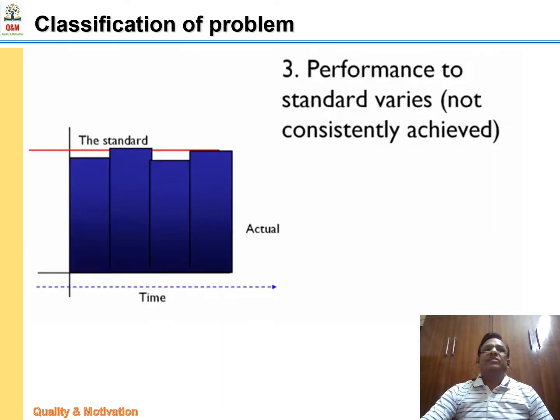Now let us take another example. Here we have set a target of, let's take for example, 100 million sale each month. But with this graphical figure, we are finding that in some months we have not achieved 100 million sale consistently. So this is again one example of problem.